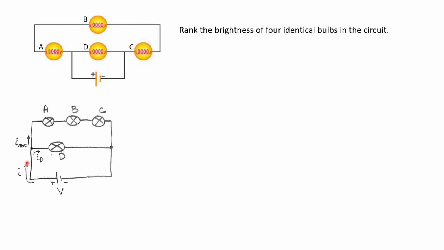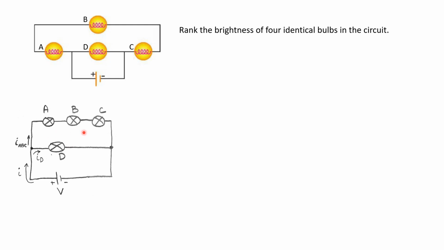I that's coming out of the battery splits into I sub D, the current that goes through D, and I sub ABC, the current that goes through A, B, and C. And the currents that are going through A and B and C are the same. And at this juncture, they combine together and go back into the battery. So let's assume the resistance of these 4 bulbs is R. I mean, they're identical bulbs, so they all must have the same resistance.